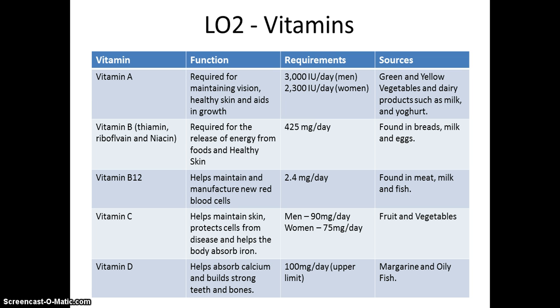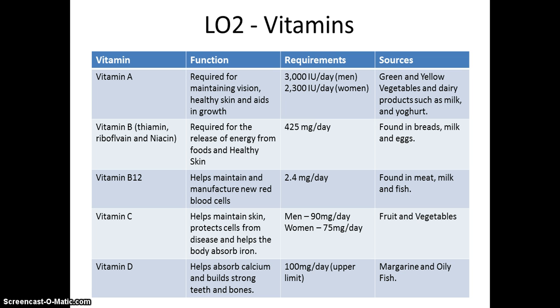Vitamin B is required for the release of energy from foods and healthy skin. The vitamin B I've talked about here is the complex vitamin B, so not the different separate types. The complex is thiamine, riboflavin, and niacin together, 425 milligrams per day, found in bread, milk, and eggs. Vitamin B12 helps maintain and manufacture new red blood cells. Obviously, it contains our hemoglobin, which carries oxygen and carbon dioxide around the body. We need to eat 2.4 milligrams per day of vitamin B12, and we can find that in meat, milk, and fish.